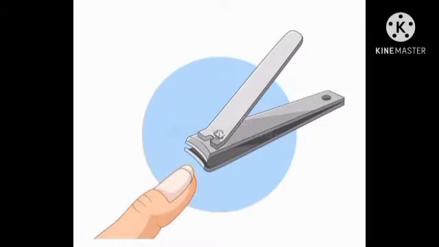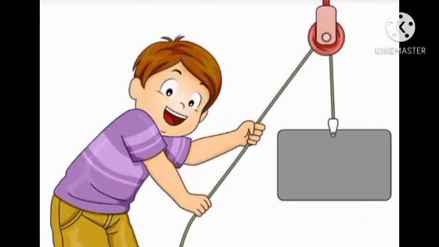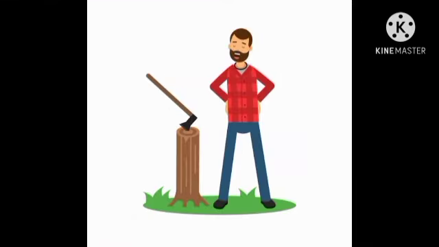Now the next picture is the nail cutter. This person is cutting their nails with the help of a nail cutter. The next picture is about a pulley. This boy is pulling a certain object with the help of a pulley. Okay. Now next, the last one is this man hammering the wood. Basically, he is a woodcutter.